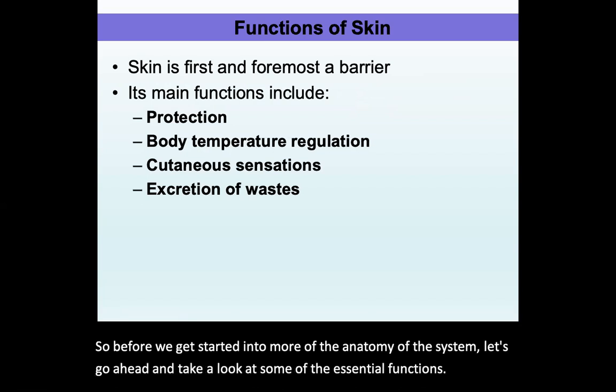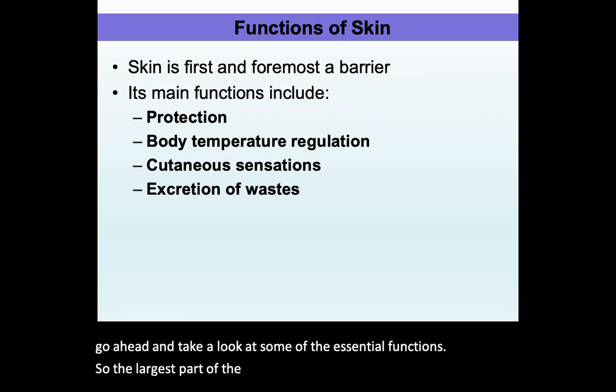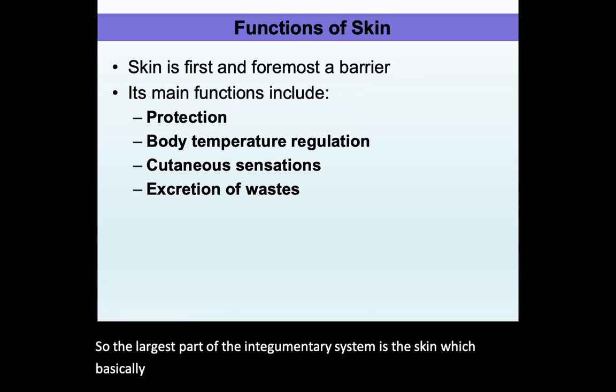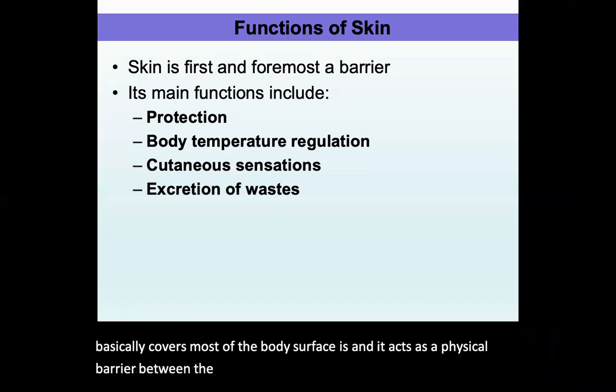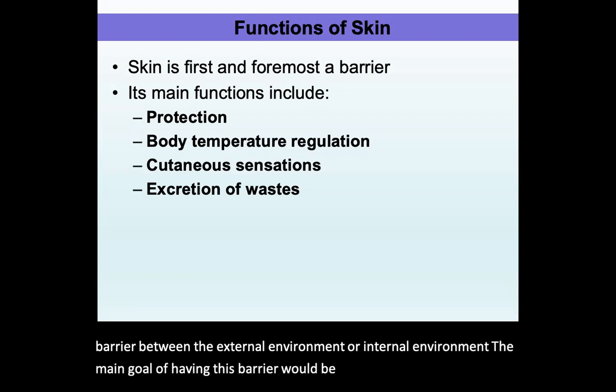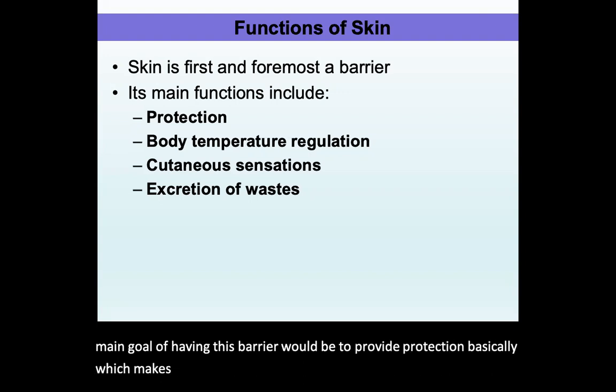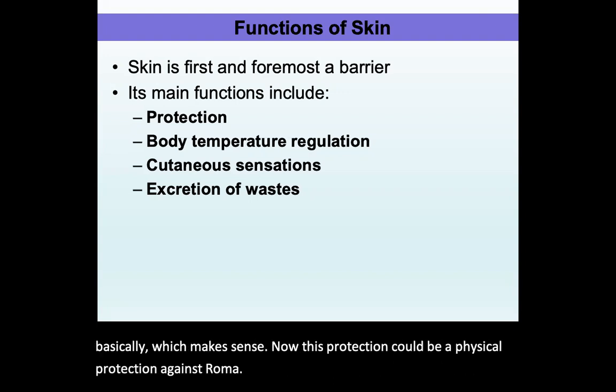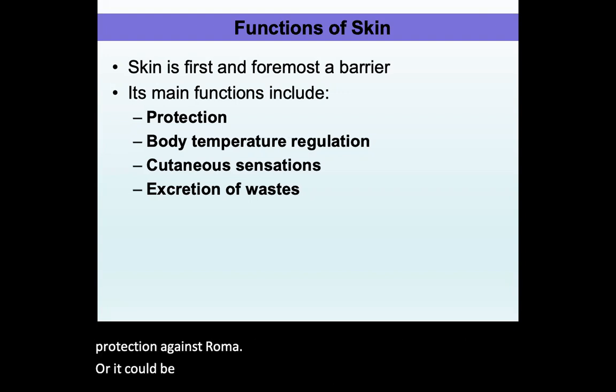So the largest part of the integumentary system is the skin, which basically covers most of the body surfaces, and it acts as a physical barrier between the external environment and our internal environment. The main goal of having this barrier would be to provide protection, which makes sense. Now, this protection could be a physical protection against trauma, or it could be protection against chemicals or microorganisms that live outside, in the external environment.